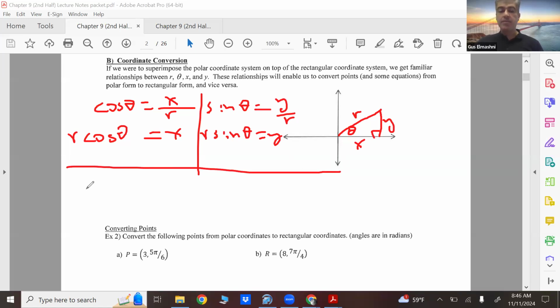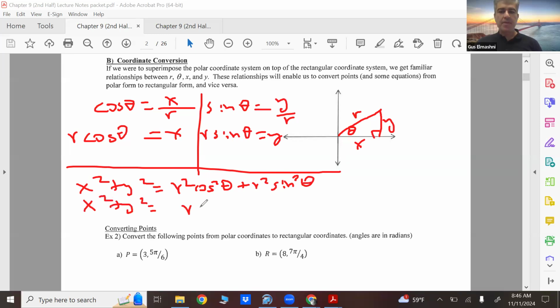Another way you can think about it too. Let's see again. x squared plus y squared equals r squared cos squared theta plus r squared sine squared theta. What can you pull on the right side? And what's left behind? Right, because cosine squared plus sine squared is 1. We know this. So that's cool.